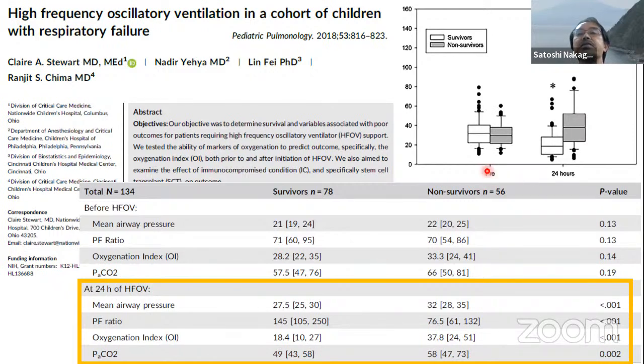And they also showed the diagram of the oxygenation index change. So the survivors, represented in the white box, show the improved oxygenation index over the course of 24 hours of high-frequency oscillation. However, in the non-survivors, OI did not improve.